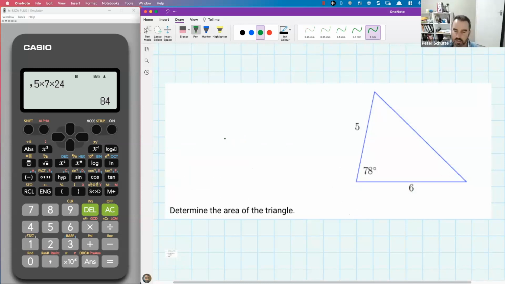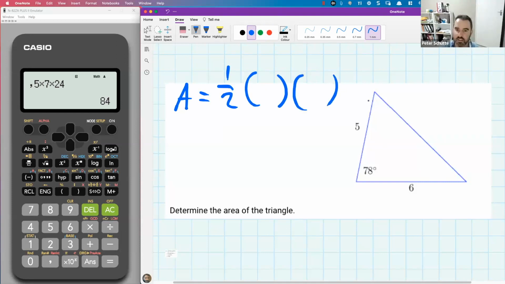Yeah, the problem is you don't have a right-angled triangle. Now, what you can do in these situations is use something called the area rule. For now, I'm not showing you the proof, I'm just showing you how it works. You go a half times the length of one side times the length of another side times the sine of the angle in between those two sides.